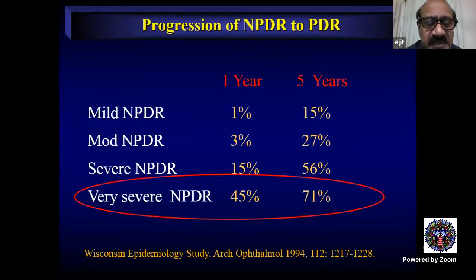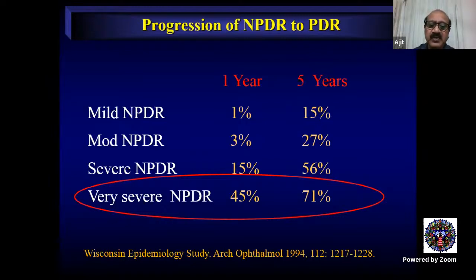Why it is important for us to classify non-proliferative diabetic retinopathy is because of this slide. This is a very, very important slide. If you see mild non-proliferative diabetic retinopathy, the risk of 1 year progression to proliferative diabetic retinopathy is only 1%, whereas at 5 years it is only 15%. Let us see very severe non-proliferative diabetic retinopathy. At 1 year, almost 45% of the persons with severe non-proliferative diabetic retinopathy go into proliferative diabetic retinopathy. That means within a year, he requires panretinal photocoagulation.